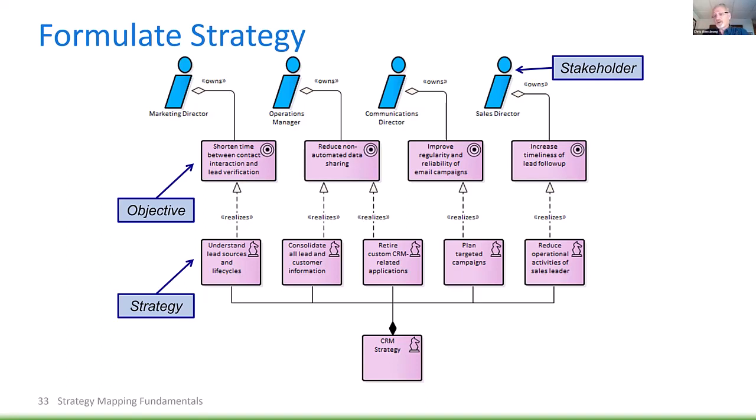And this is trying to recognize that within an organization, there are many different strategies, not just at different levels of abstraction, but in different subject areas. So this, again, is a part of the strategic plan for an enterprise that's focusing on customer relationship management.